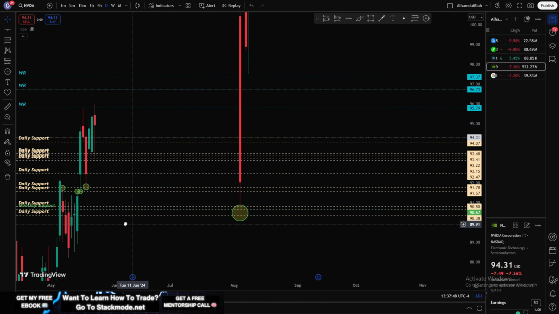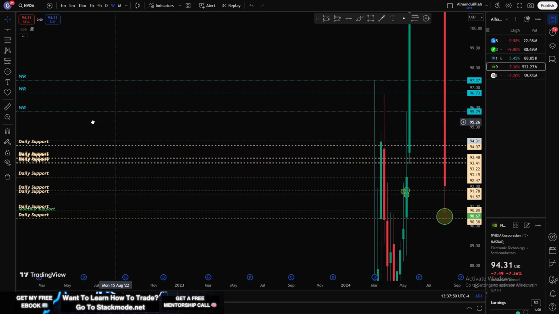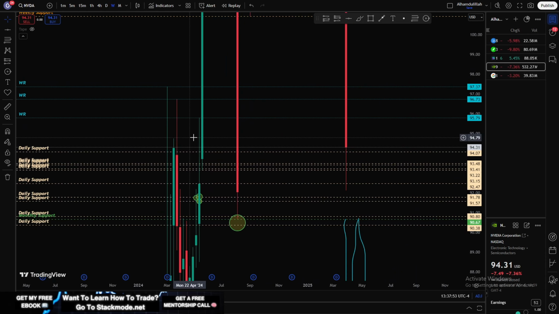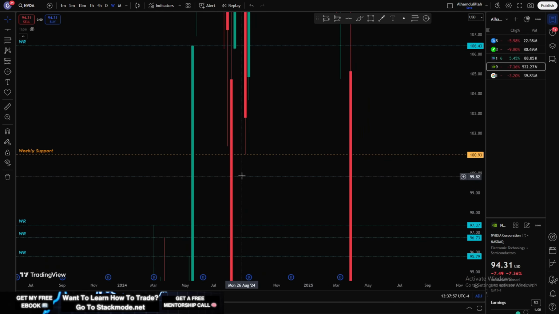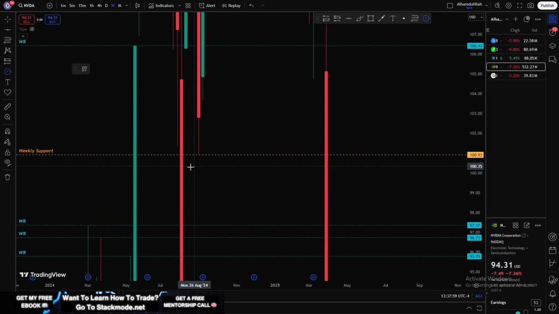So if you're looking for a downside trade, once again, let's go back to this weekly example here. Let's go to that weekly support that I marked out up here. As you can see, pay close attention to this weekly support. That's going to be right here. You see how price decides to clip through it, correct?